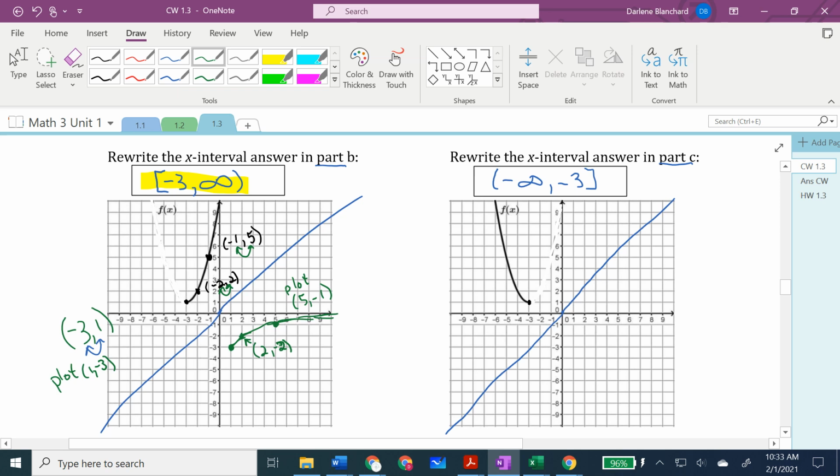And it helps if you turn your head 45 degrees to see this blue line, the y equals x line. If you can see it vertically by tilting your head, you can see a lot better that that is a perfect reflection over that line.